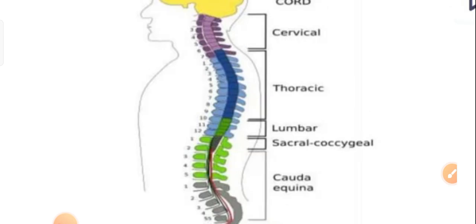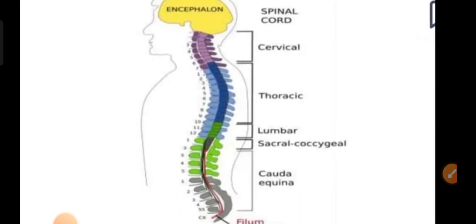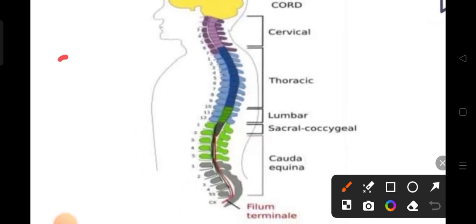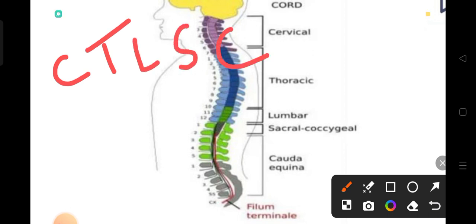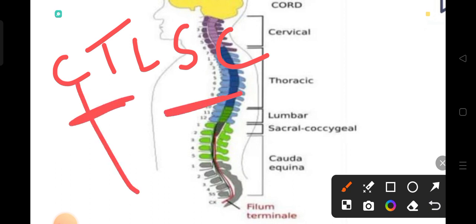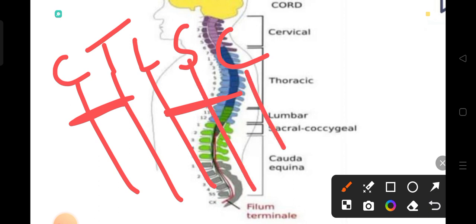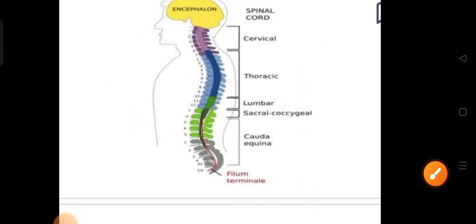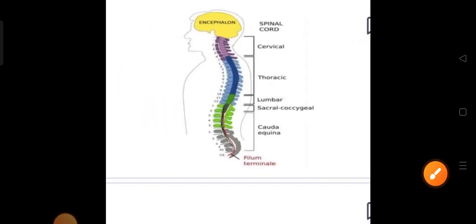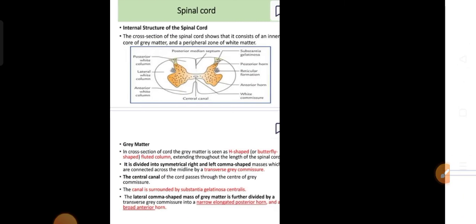So you have to draw this, the spinal cord, cervical. I told you, C T L S C. CTLSC, CTLSC: cervical, thoracic, lumbar, sacral, coccygeal. You have to keep this in mind from the beginning, the encephalon, to the filum terminale.